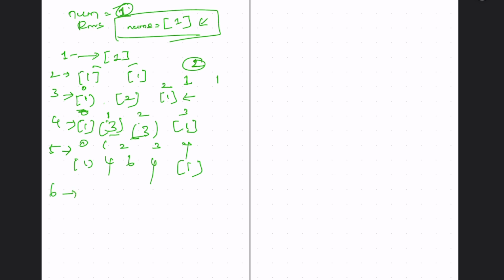For 6, indexes 0, 1, 2, 3, 4, 5. Now 0 and 5 will be 1. For the middle elements we add 4 plus 1 is 5, 4 plus 6 is 10, 6 plus 4 is also 10, 4 plus 1 is 5. Got it? This will keep on going until the numRows that they are giving. I hope you guys would have understood.